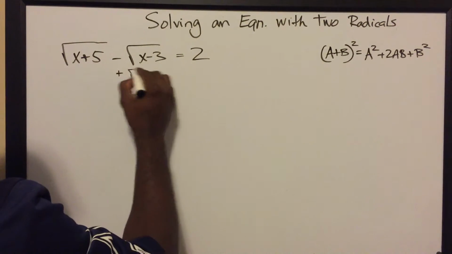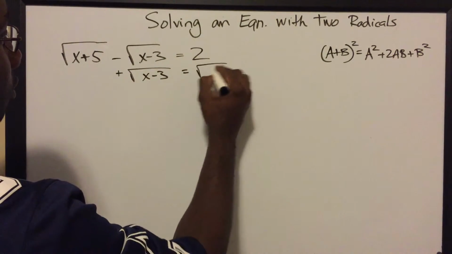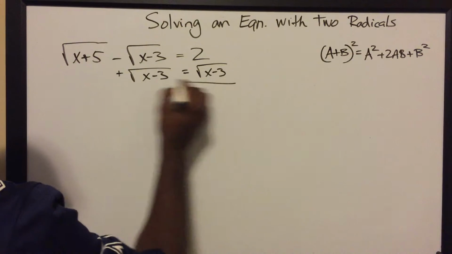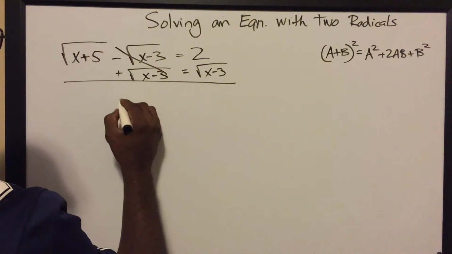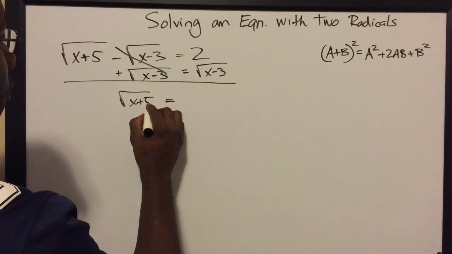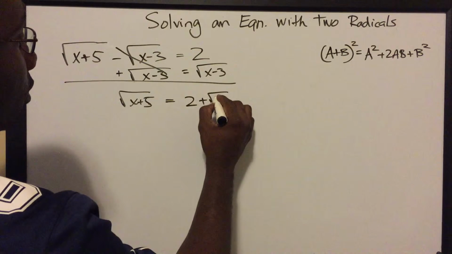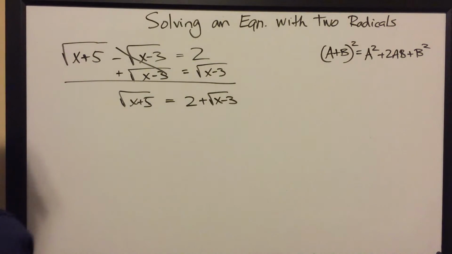If I add the square root of x minus 3 to both sides, then this is going to cancel out. I have the square root of x plus 5 is equal to 2 plus the square root of x minus 3.